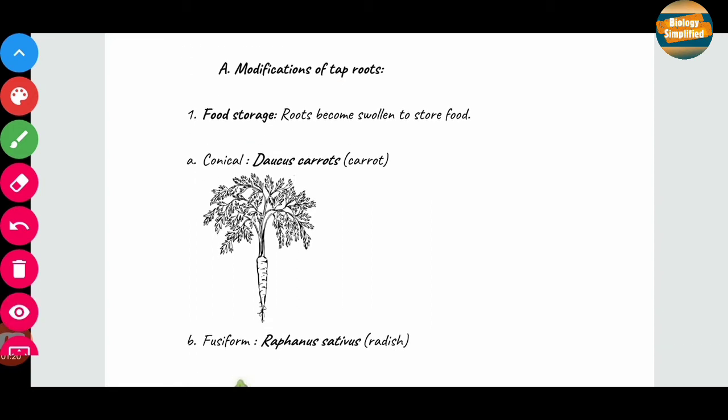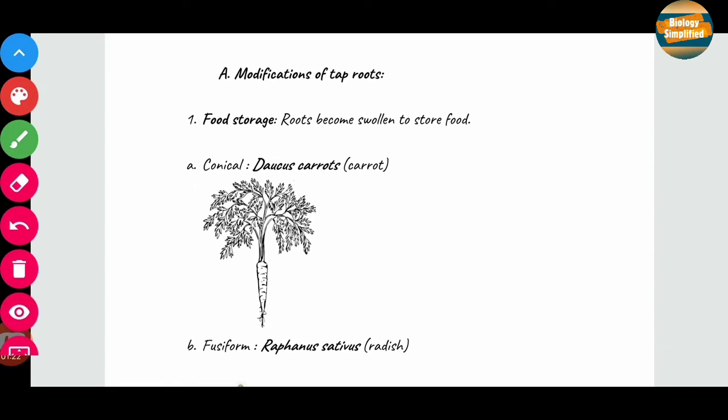In this, first is the conical form. Here we can see the example is carrot, Daucus carota. Here you can see the structure of carrot. It is a cone-like structure. So the root of this plant gets modified to store food. It has changed into a conical form. Here you can see the conical form of carrot.